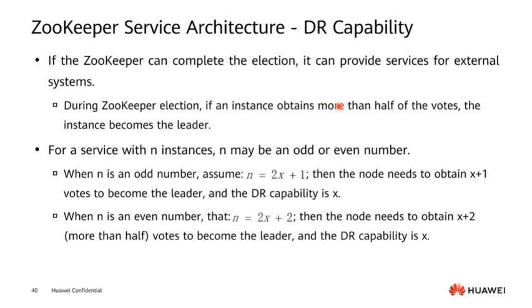For a cluster with n servers, n may be an odd or even number. When n is an odd number, assuming n equals 2x plus 1, then the server needs to obtain x plus 1 votes to become the leader. So the disaster recovery capability is x. When n is an even number, that is, n equals 2x plus 2, then the node needs to obtain x plus 2 votes to become the leader. Now the disaster recovery capability is also x. So the disaster recovery capability of 2x plus 1 nodes is the same as that of 2x plus 2 nodes. Considering the election and writing speed, it is recommended that an odd number of nodes be deployed for Zookeeper.